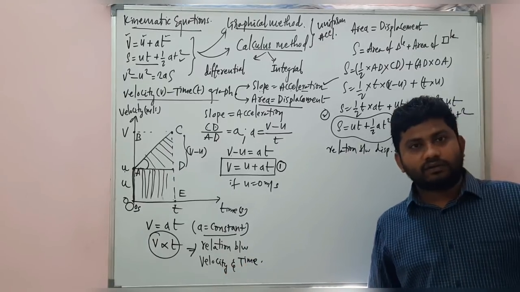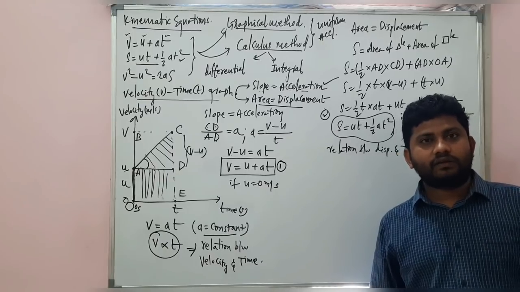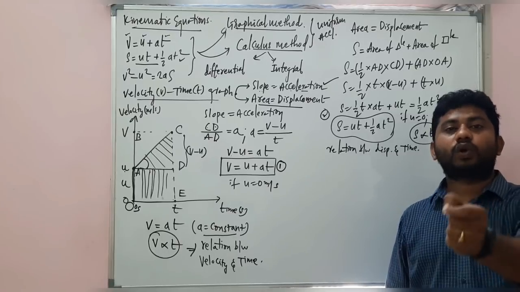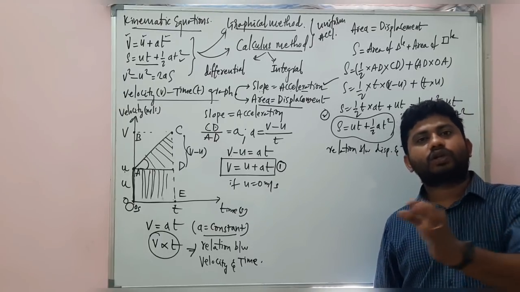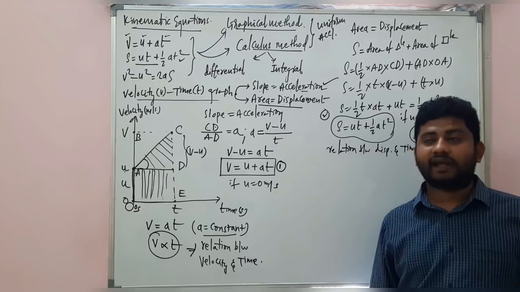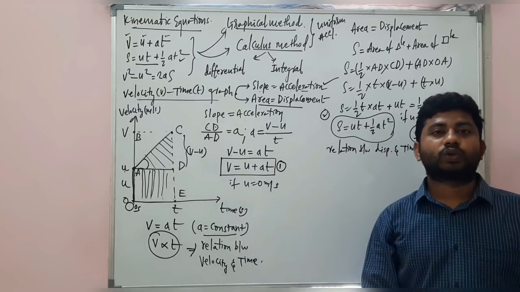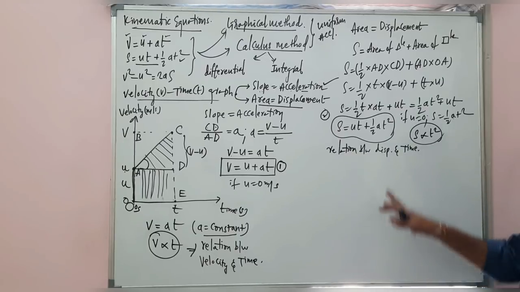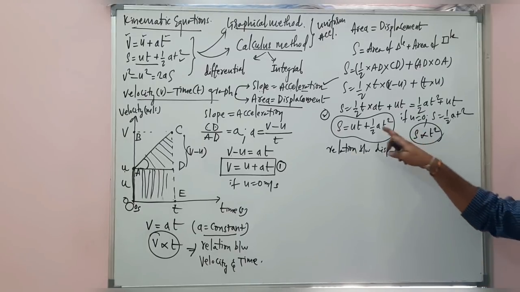But in 9th standard or in 7th standard, the questions were like derive V is equal to U plus AT, derive S is equal to UT plus half AT square, derive V square minus U square is equal to 2AS. But here it's not like that. Here they ask you to derive the displacement time relation. You have to derive this.